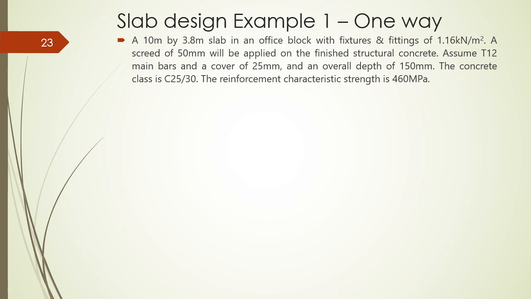A 10 meter by 3.8 meter slab in an office block with fixtures and fittings of 1.16 kilonewton per meter squared. A screed of 50 millimeters will be applied on the finished structural concrete. Assume T12 main bars and a cover of 25 millimeters and an overall depth of 150 millimeters. The concrete class is C25/30. The reinforcement characteristic strength is 460 MPa.